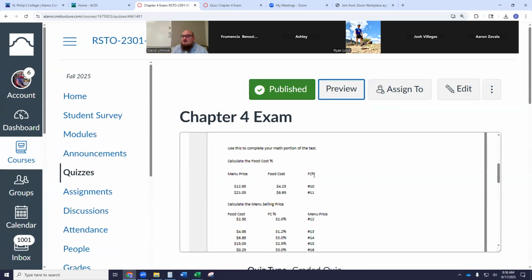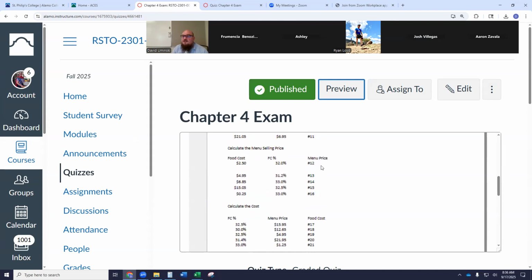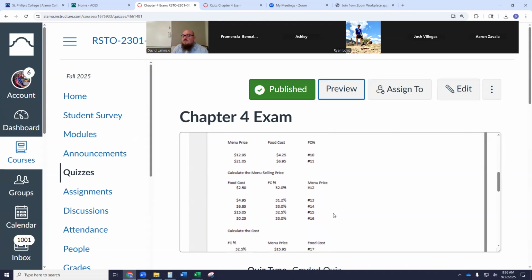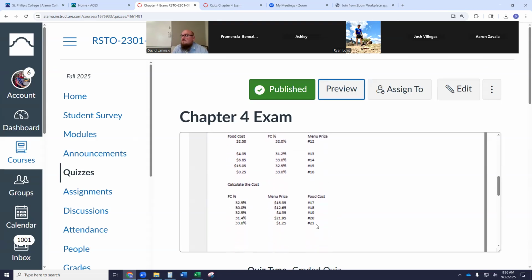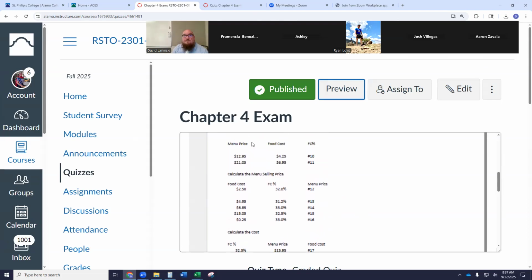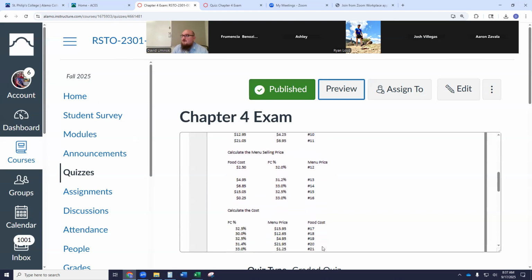You're going to be calculating the food cost percentage for number 10 and number 11. And then numbers 12 through 16, you're going to find the menu price. And questions 17 through 21, you're going to find the food cost. You're going to type those into the quiz and Canvas will grade it for you. What tool are we using for questions 10 through 21? The triangle, right? These are our 3 pieces of the triangle: menu price, food cost, and food cost percentage. So you're going to use that triangle for questions 10 through 21.